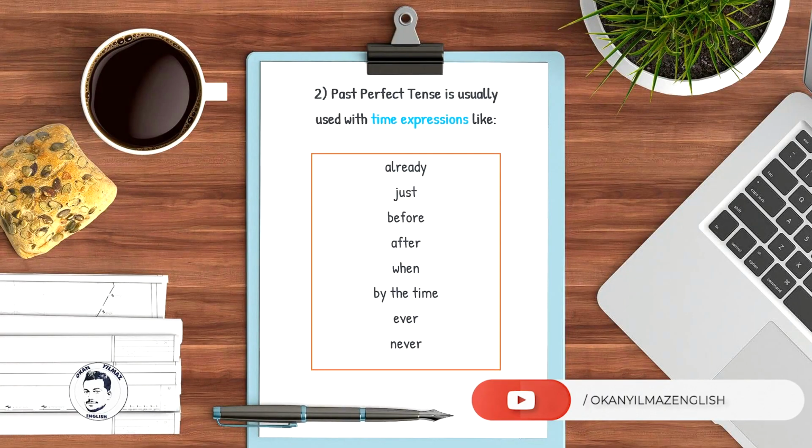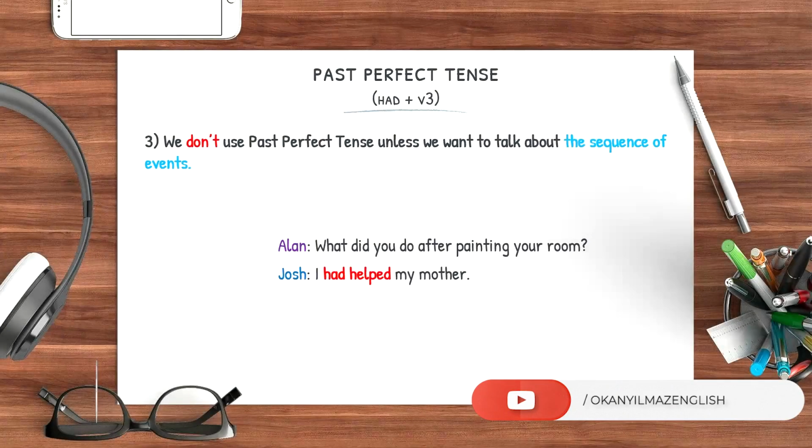Number 2, past perfect tense is usually used with time expressions like already, just, before, after, when, by the time, ever, and never. But you need to be careful about something. You need to know where you use them. For example, we don't say he already had left. We say he had already left. He had just seen him. Or what else? He had never seen that guy. So you need to be really careful about where you use them. Of course, you need some practice.